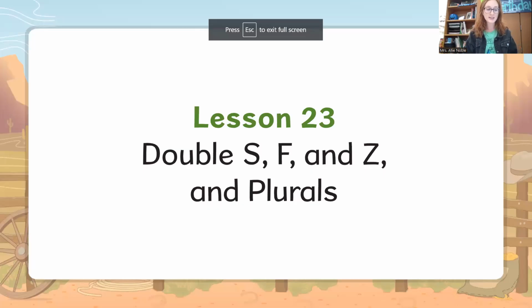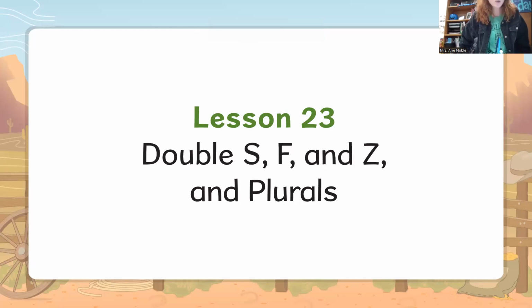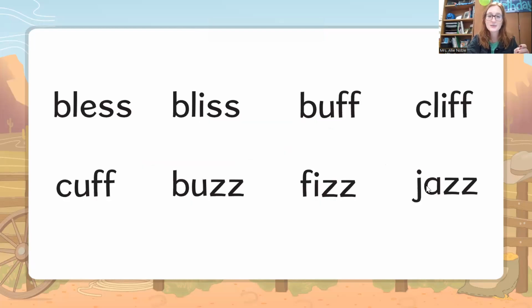So let's start with our San Francisco Zoo rule. See if you remember the San Francisco Zoo rule. In the San Francisco Zoo rule, if a word ends in S, F, or Z, and it is one syllable, then you double the last letter. Let's look at some examples.